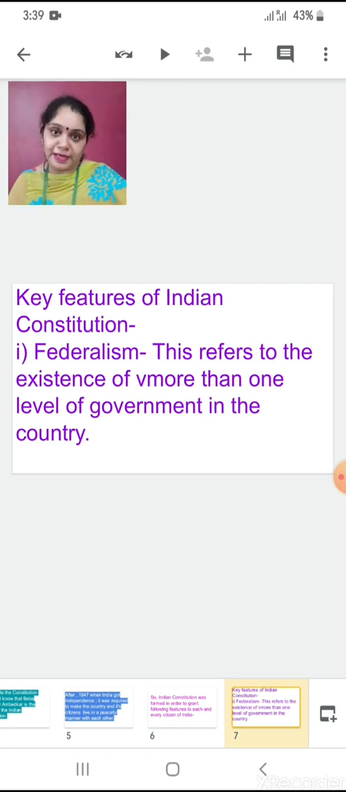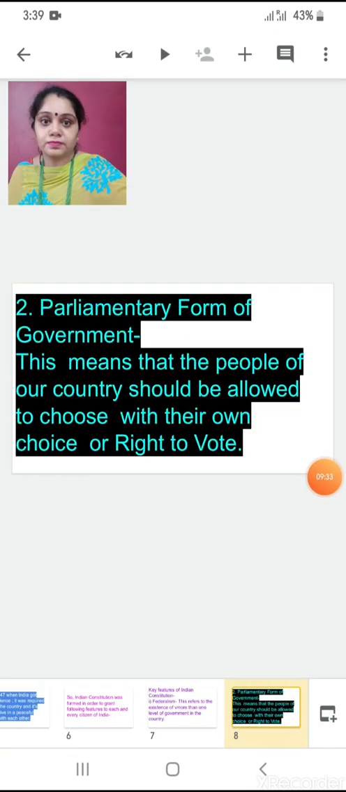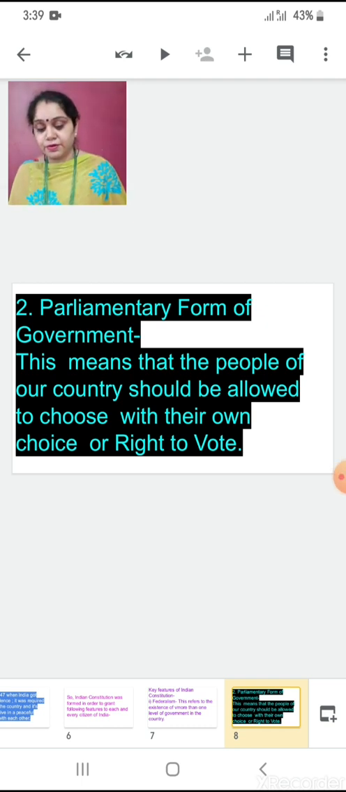At that point of time, federalism is a feature that allows governments, or political leaders by nature, to work accordingly with respect to the laws, rules and regulations laid down by the constitution. Next, the next key feature is the parliamentary form of government.